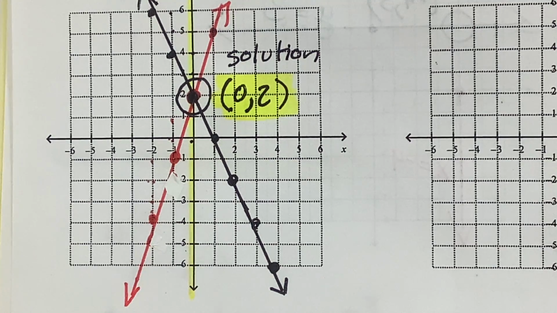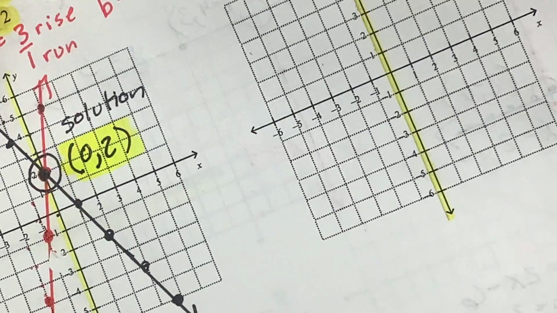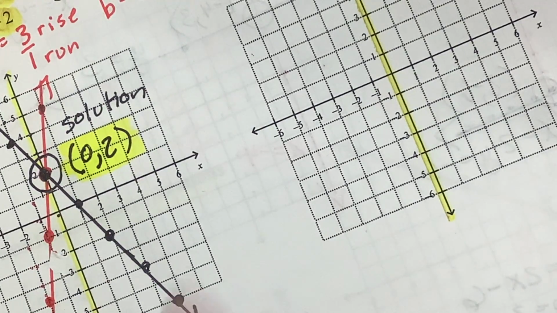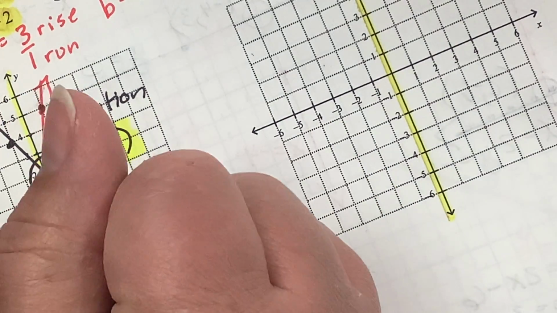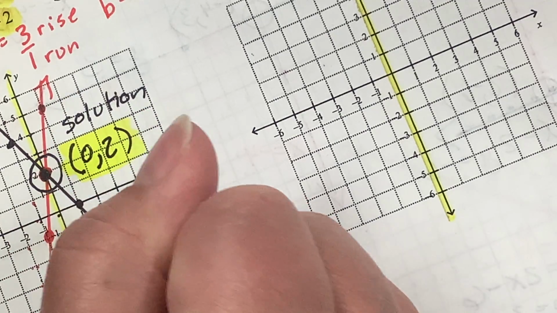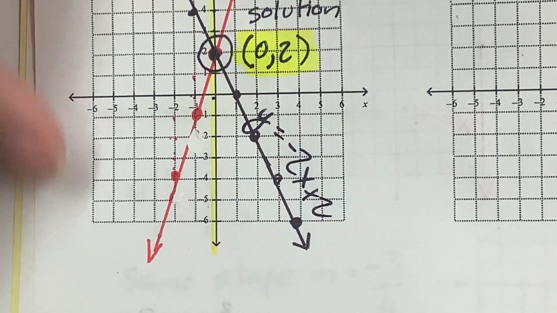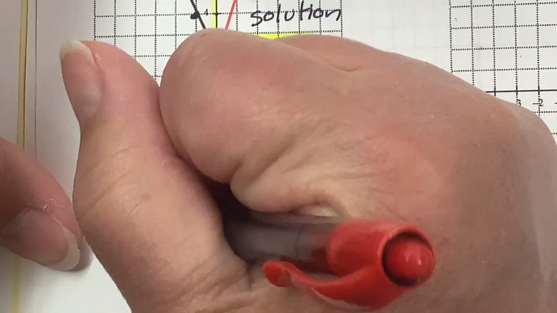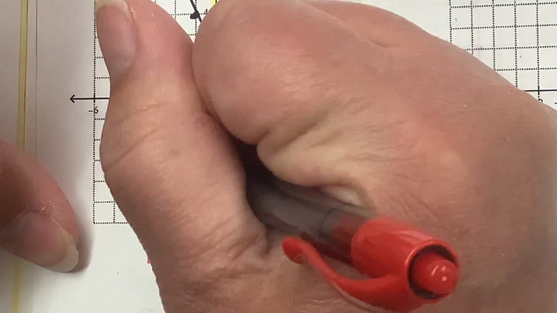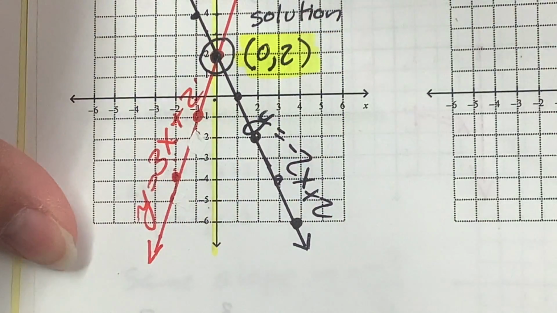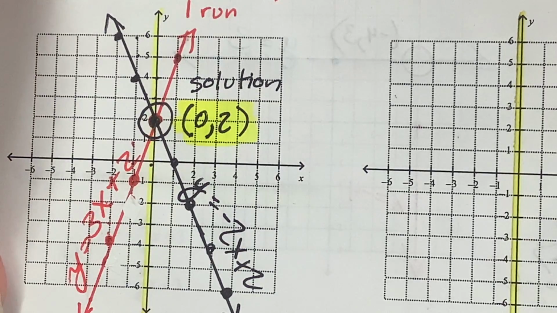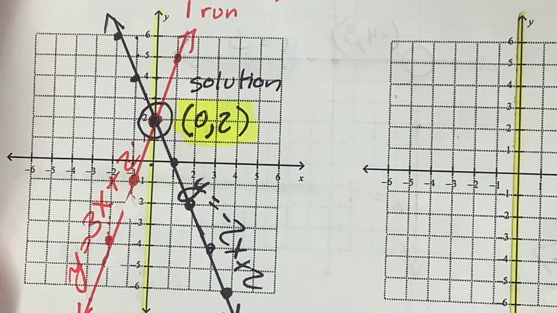No, I didn't write the equations on the graphs, so I would get a point off for that. y equals negative 2x plus 2 is the dark line, and the red line is y equals 3x plus 2. You've got to label your lines. It's important. All right, that's the first one.